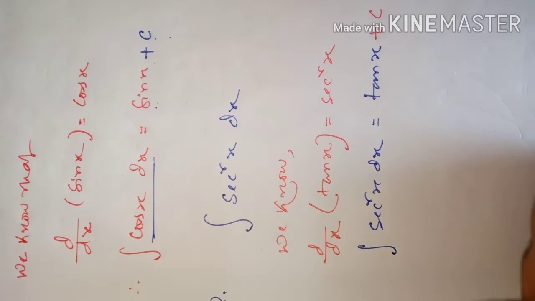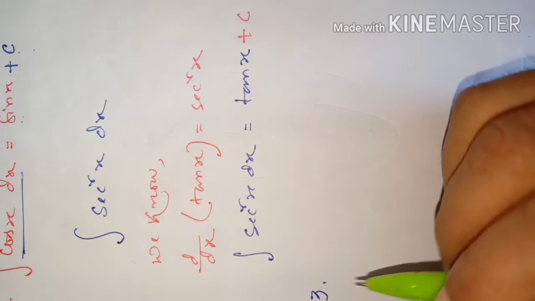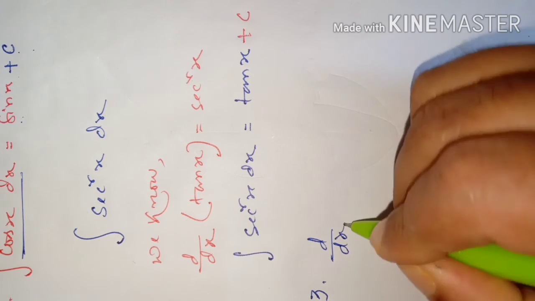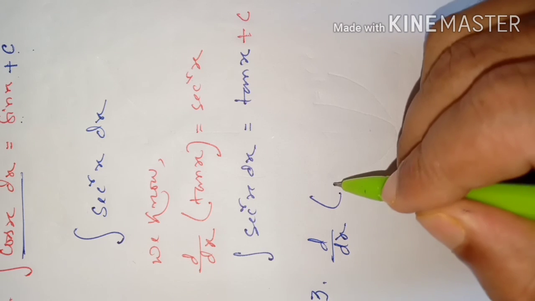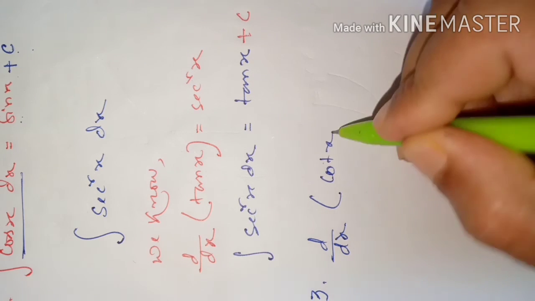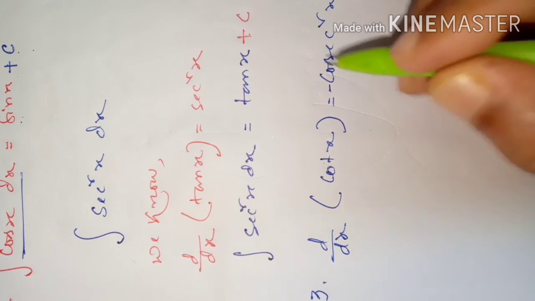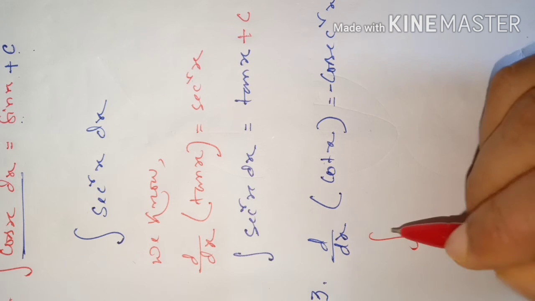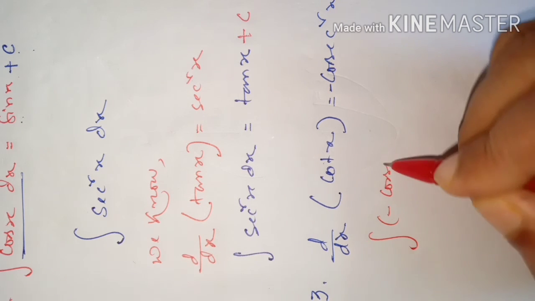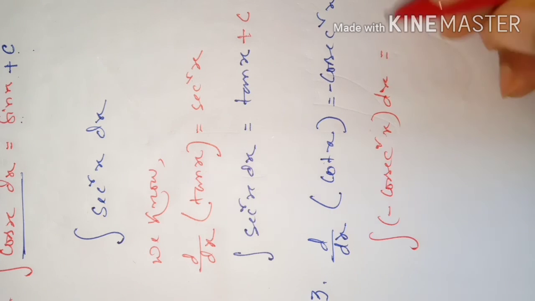One more, just one example. Say d/dx of cot x. d/dx of cot x is minus cosec square x. Now, that means if we take the integration of minus cosec square x with respect to x, this dx, then we have to write it as cot x plus c.